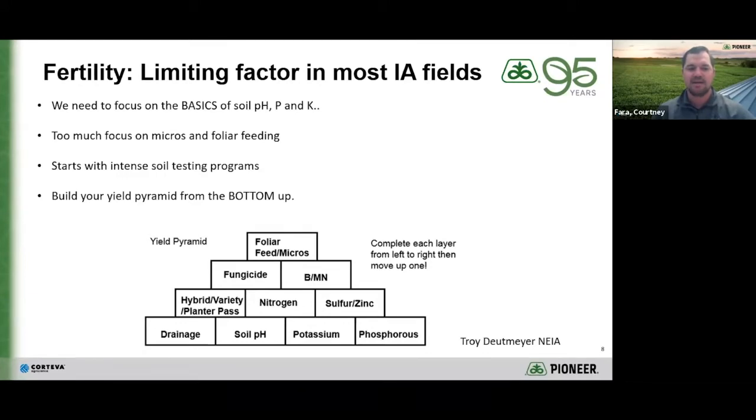So you'll see this concept of the yield pyramid floating around. It was kind of started by an agronomist in Northeast Iowa by the name of Troy Deitmeyer. And really what Troy's trying to do is figure out how we prioritize the big things so we're not chasing some of these foliars and micros that we're putting on late in the season that aren't impacting yield enough for us. So what we may learn by the end of this conversation is instead of buying a micro pack that we put on with our post-applied herbicide application, we may want to look into what are the dollars that we could throw at another potassium application.